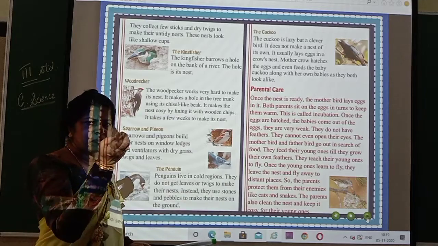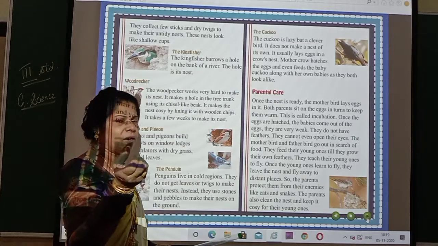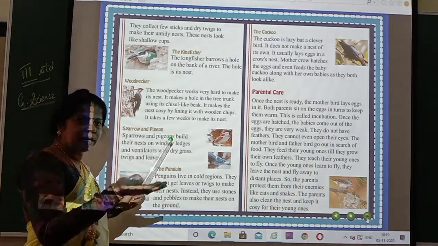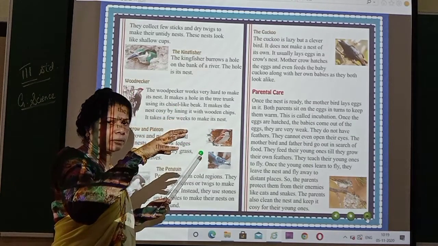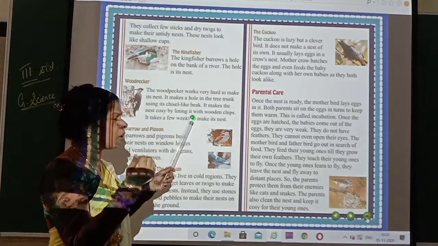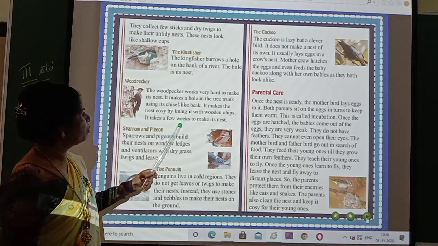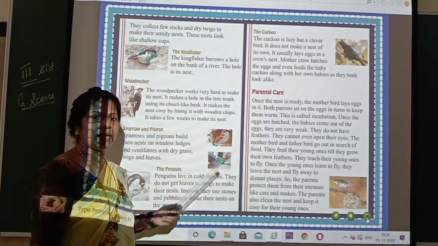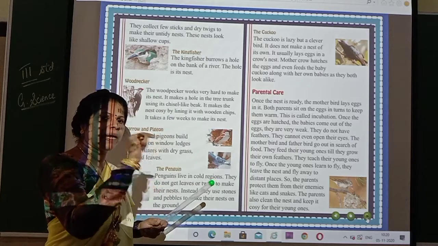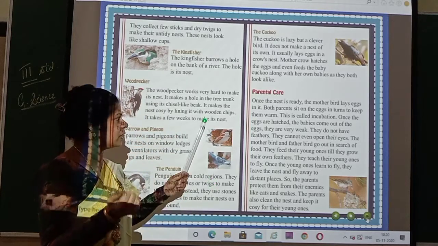See, small wood chips it brings. And when wood is cut, the timber dust will be there, no? That and small wooden chips it will bring. And then that will be put where? Inside the hole in the tree trunk. Because it has already made a hole, isn't it? There it will just cover it. It makes it soft by using what? Wooden chips. It takes a few weeks to make its nest. It will not be done easily. It takes some time because wood is very hard, isn't it? And with the beak, it should go on pecking, and then it should make a hole. Then it has to be decorated with materials, isn't it?